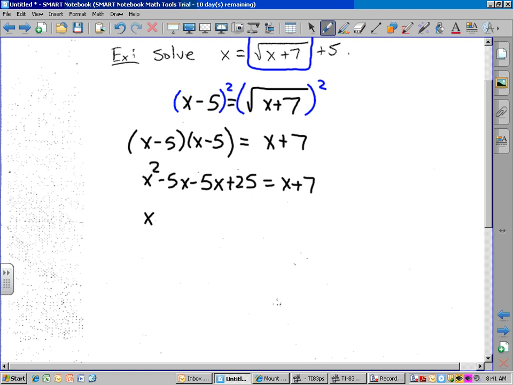Clean up the left side. X squared minus 10x plus 25 equals x plus 7. And now we need to solve, so we're going to move everything over to the left side. We want the equation equal to 0 to see what we have. Looks like we're going to end up with a quadratic here. So x squared, we're going to subtract x and get negative 11x. And we're going to subtract 7 and get positive 18.